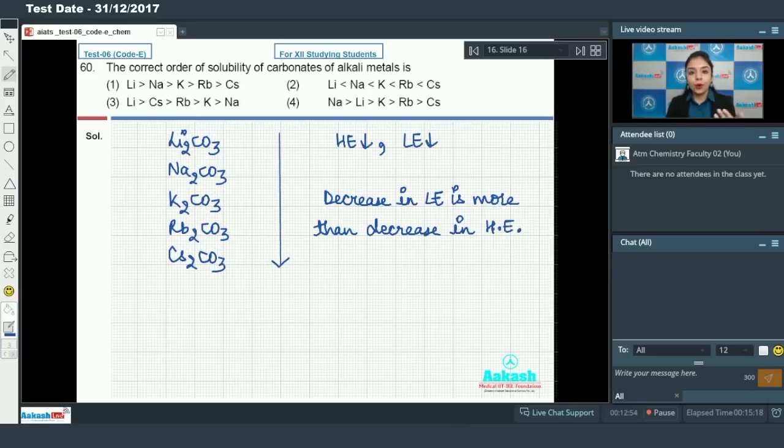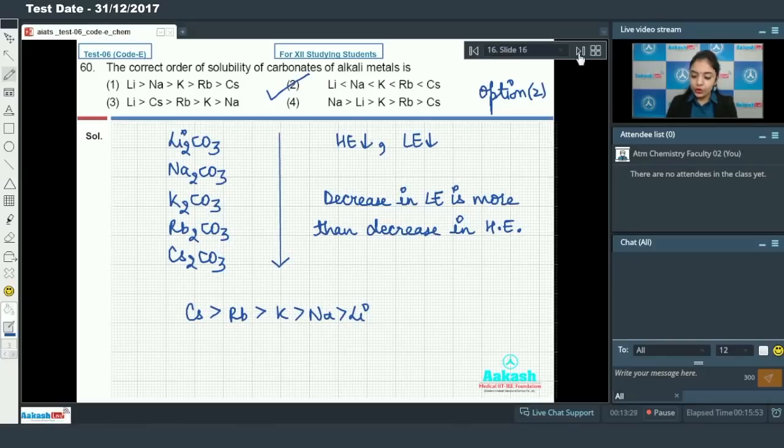So due to this, the solubility increases as we move down the group for the carbonates of alkali metals. So cesium carbonate will have the greater solubility and lithium carbonate will have the least solubility among the alkali metal carbonates. So this will be our order for the alkali metals. So option number 2 will be the correct answer. So moving on to the next one.